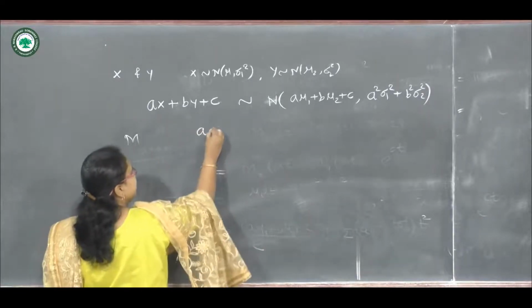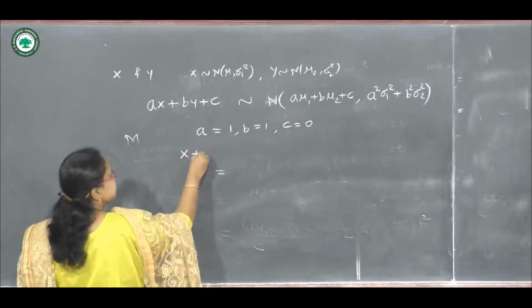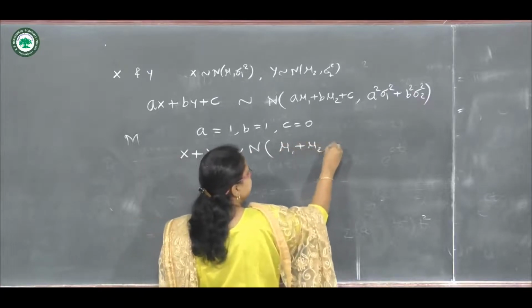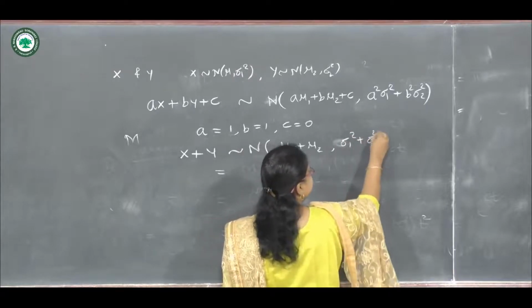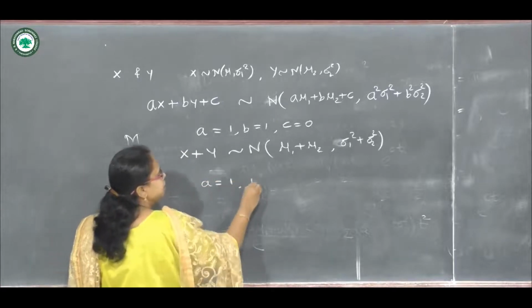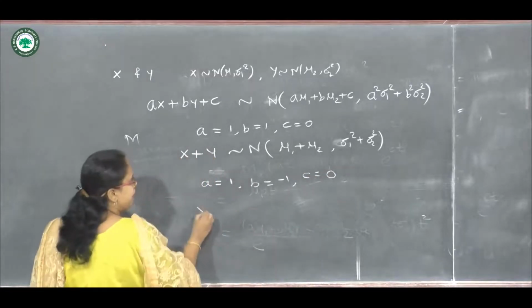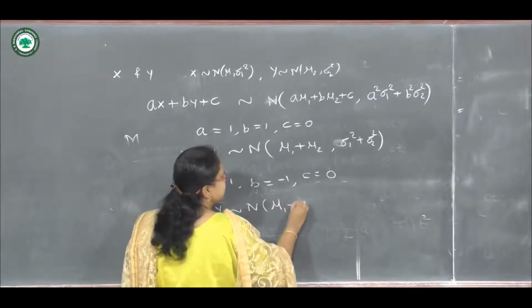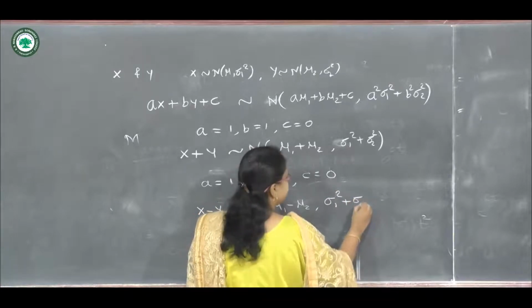So for a equal to 1, b equal to 1 and c equal to 0, we will have x plus y will follow normal with mu 1 plus mu 2 and sigma 1 square plus sigma 2 square, which we have just proved. If we put a equal to 1, b equal to minus 1 and c equal to 0, then we will have x minus y will follow normal with mu 1 minus mu 2 and sigma 1 square plus sigma 2 square.